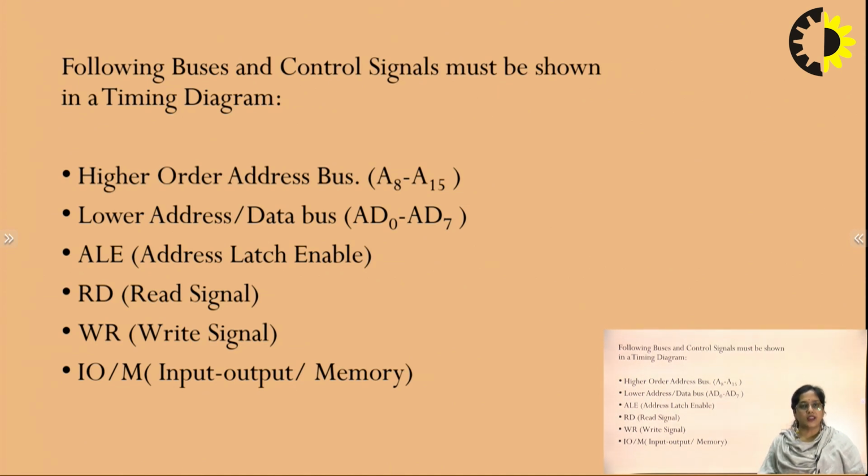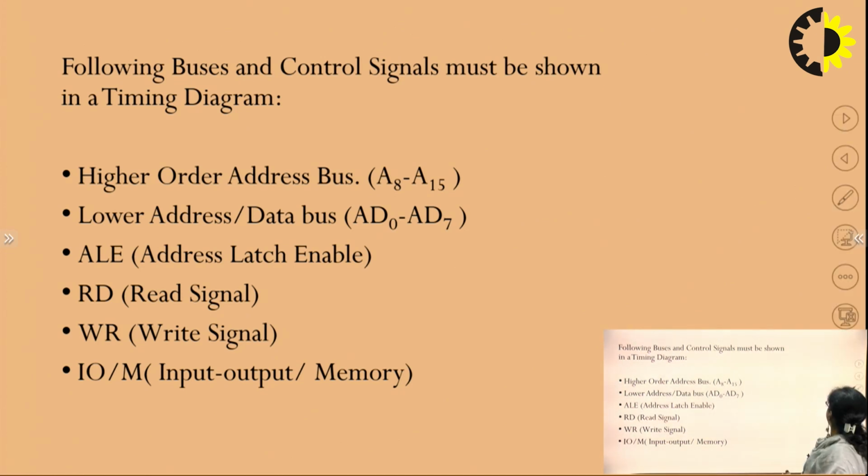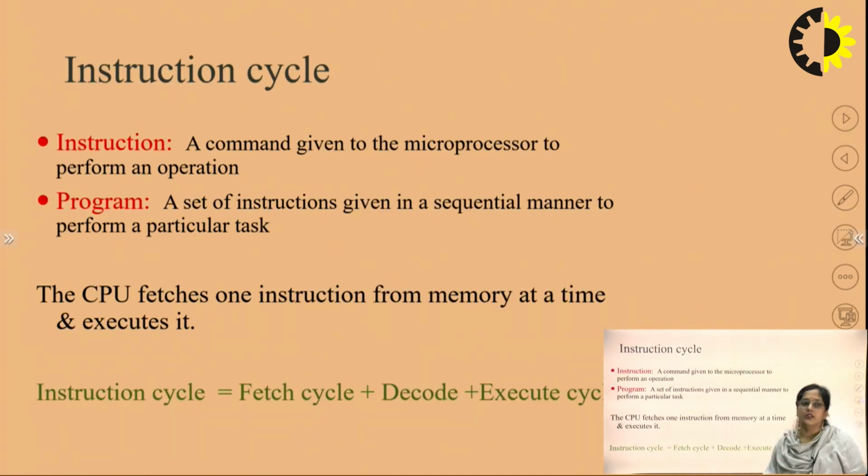We have to mention the read, whether the microprocessor is reading anything from the memory or input output devices, or whether the microprocessor is writing anything in the memory. And finally, the IO/memory signal. This is again a control and status signal which is used to specify whether the microprocessor is working with memory or input output devices. An instruction is nothing but a command given to a microprocessor about what operation it has to perform, and a program is nothing but a group of instructions.